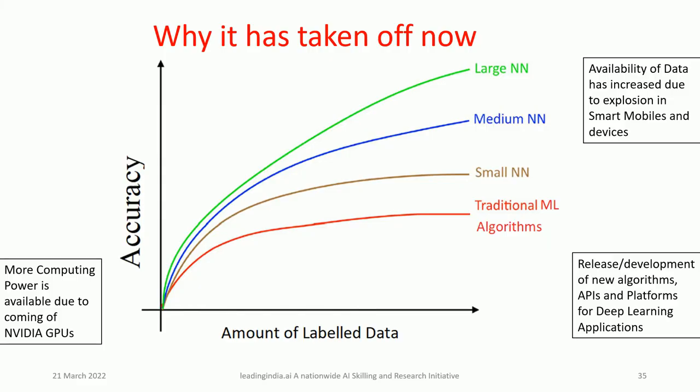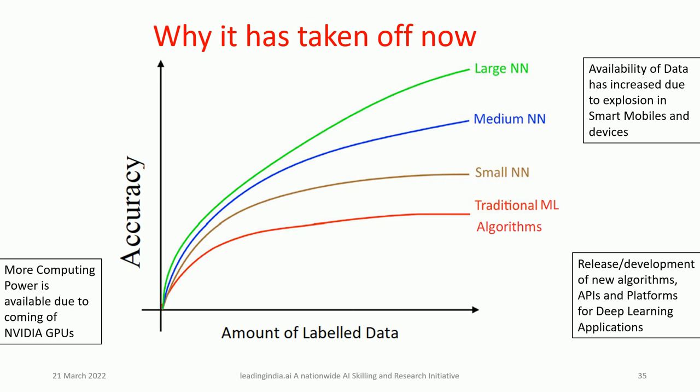So how and why has it taken off now? Because now we have more computing power, which is available due to NVIDIA GPUs. Google TPUs are also available apart from NVIDIA. So we have a large computing power in our hand, and that's online too, with the help of cloud computing. And we have a large amount of labeled data. We have large data as well as a large amount of labeled data nowadays, because we have mobile phones and things, we are producing a lot more digital data, right?